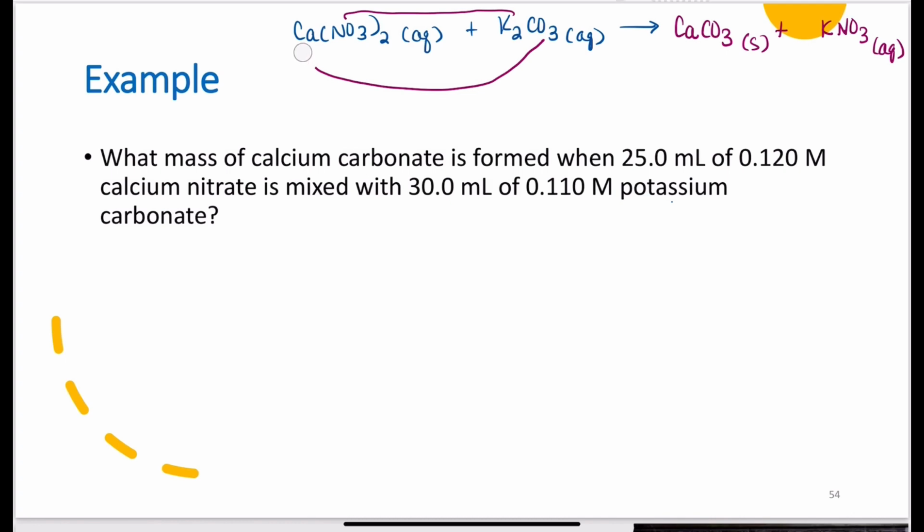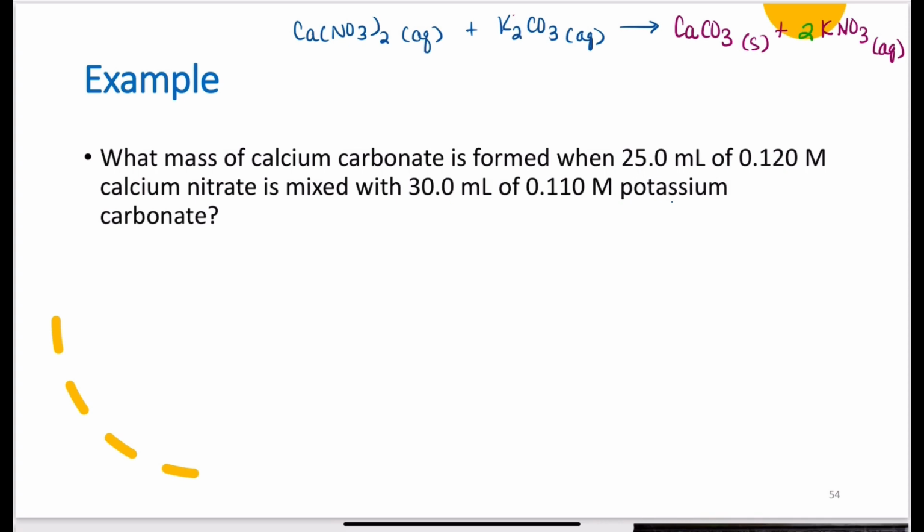Now we've got your equation, we need to balance it. I see that I've got 1 calcium on either side. I've got 2 nitrates on my reactant side, so I need 2 nitrates on my product side. Let's see if I can erase this just to get the space cleaned up. And 2 potassiums on each side, 1 calcium, 1 carbonate on each side. Perfect. Reaction is balanced.